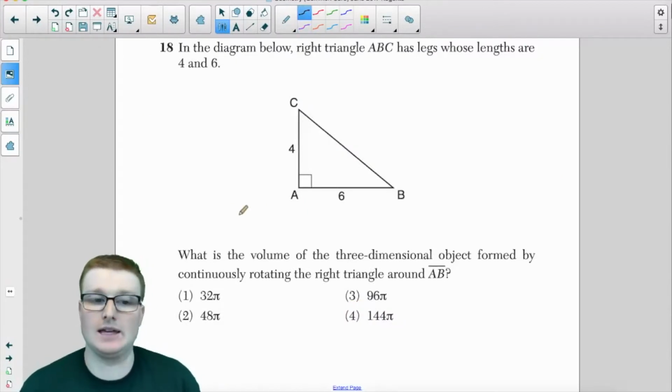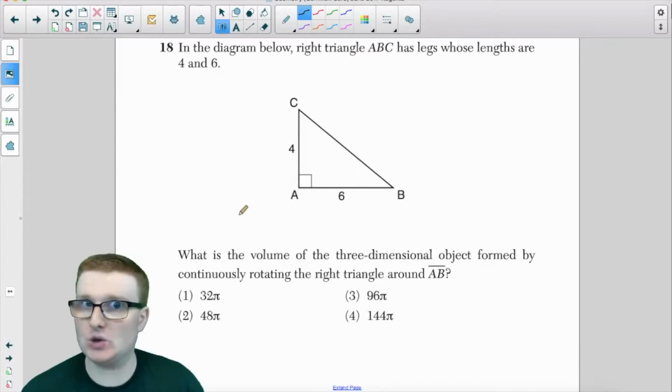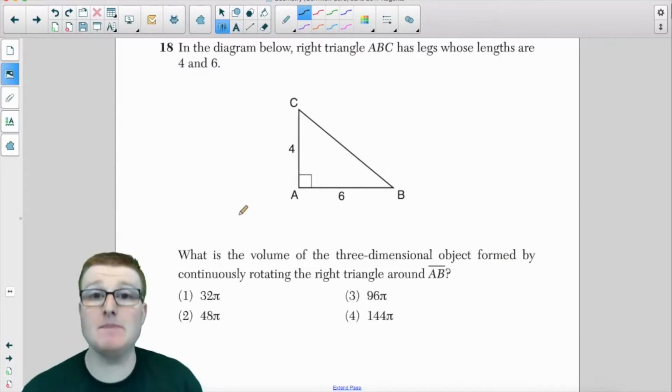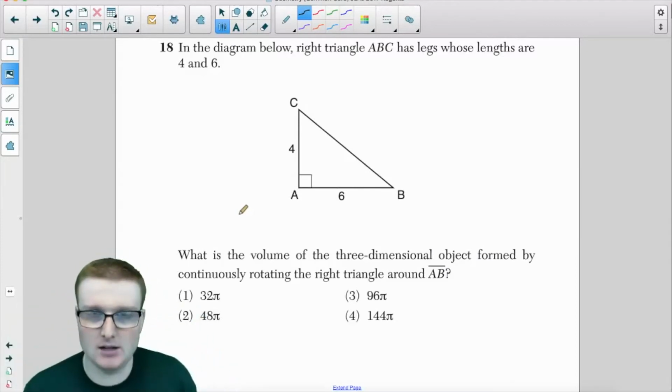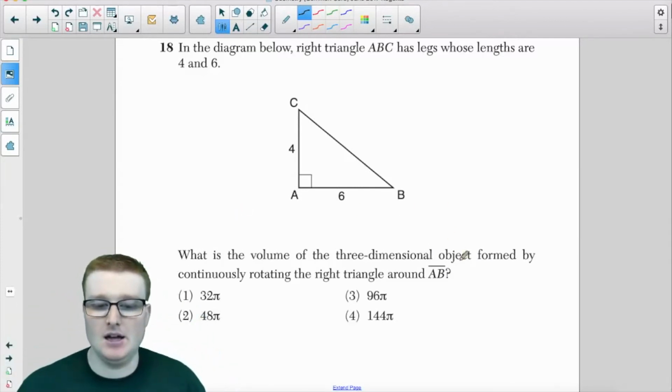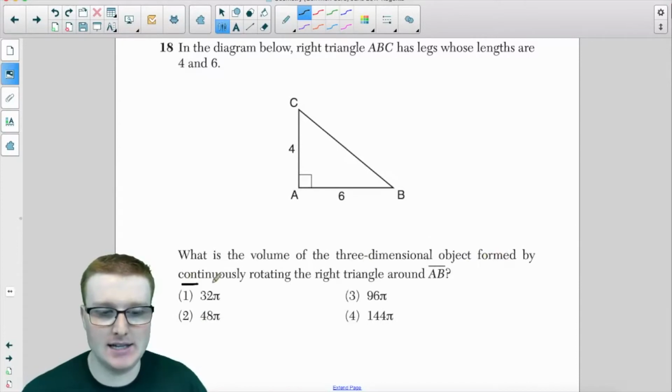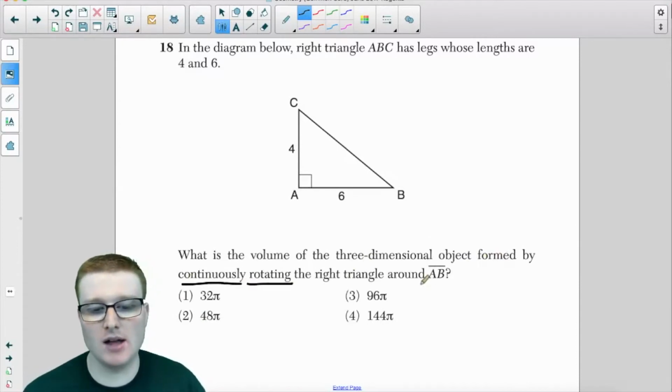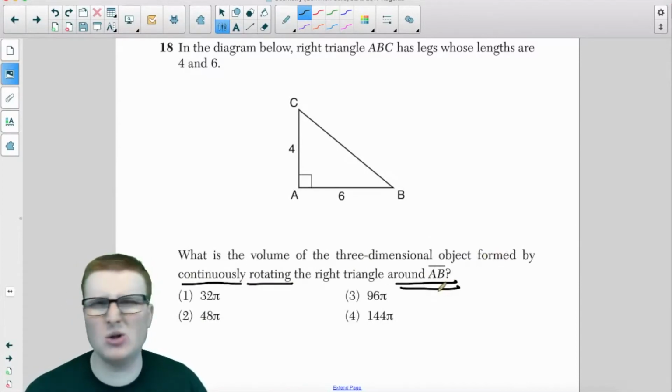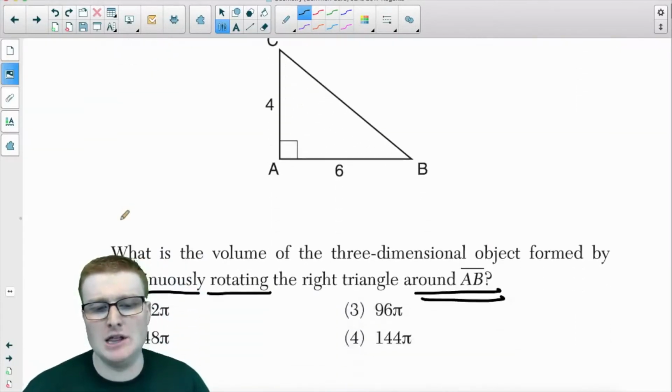Number 18. Oh, dear. Okay. In the diagram below, right triangle ABC has legs whose lengths are 4 and 6. If you didn't read this question, you might have got it wrong. What is the volume of the three-dimensional object? People just read it and stopped there. Read on. Formed by continuously rotating the right triangle about side AB. Oh, those nasty sneaks. Unbelievable.